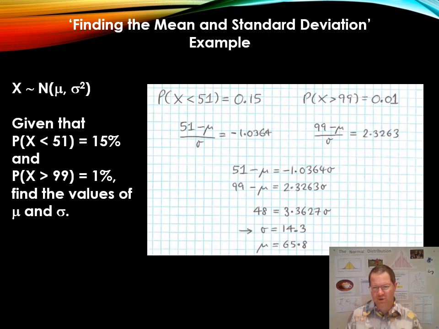So then sigma will be 48 divided by 3.3627, which is 14.3 to 3 significant figures, and I can work out mu by going back and substituting my sigma into any of the equations above, and I get 65.8 to 3 significant figures. So that's how you can find the mean or the standard deviation or both.